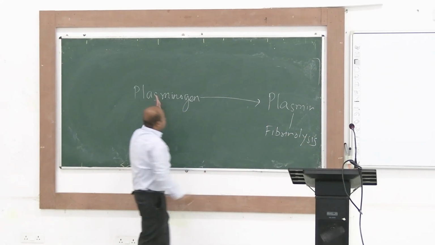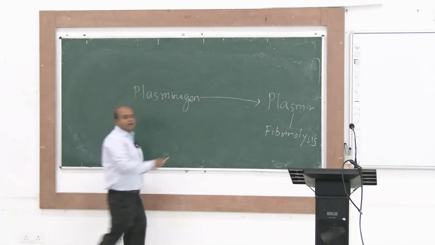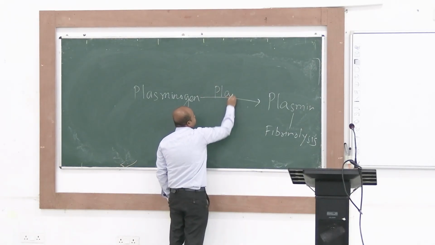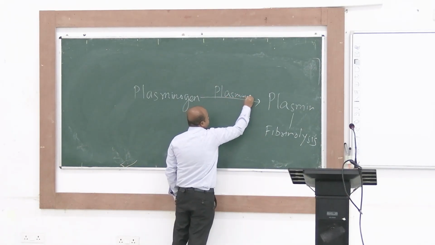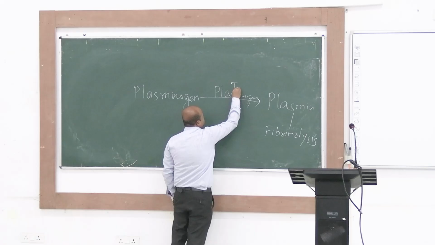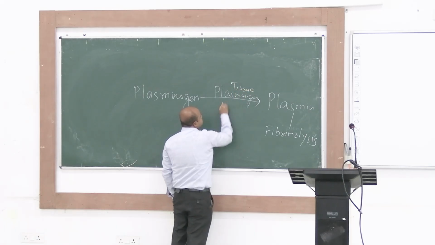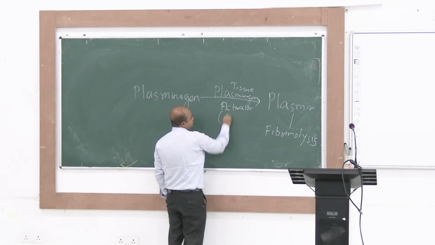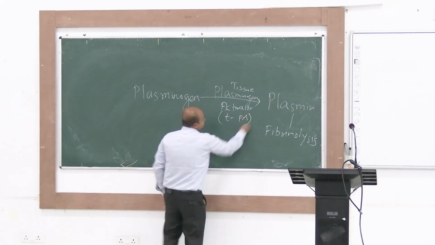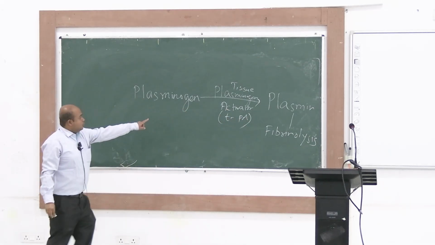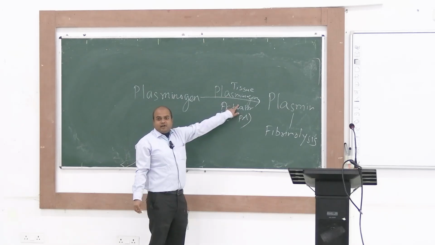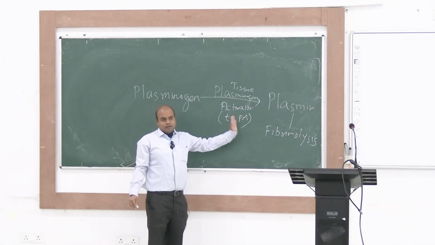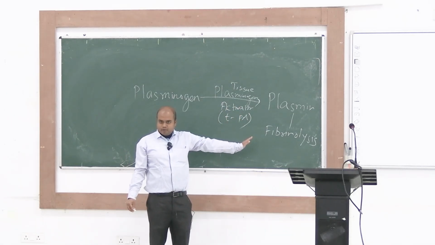Whatever plasminogen is converted to plasmin by plasminogen activator. One form of plasminogen activator is the tissue plasminogen activator, which is written as TPA. So whatever activates tissue plasminogen activator will go more towards anticoagulation.